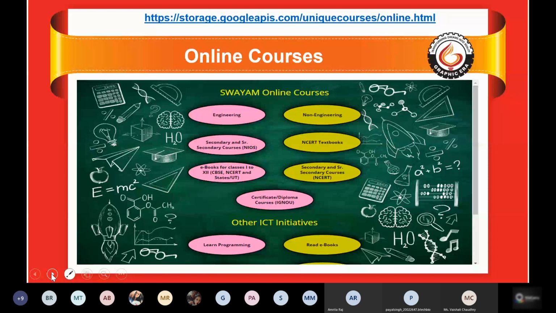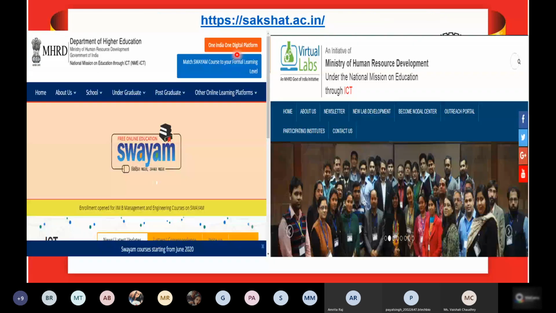This is one of the important links by MHRD, Sakshat, and this is basically the site where you can identify the different avenues for the students. Like I have highlighted, one of the important things is virtual labs, and I am very sure that you are interested to see the virtual labs, right?